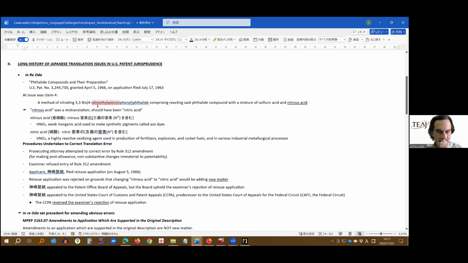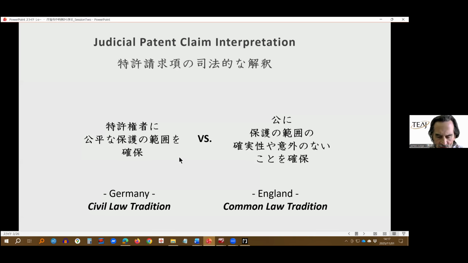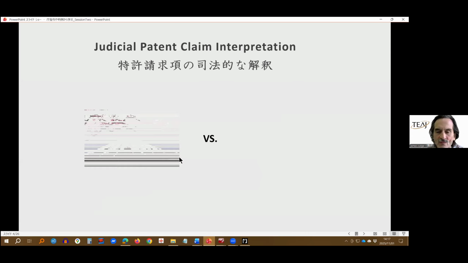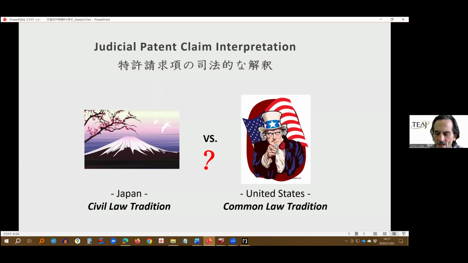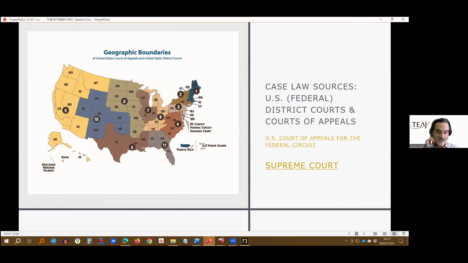Okay, so let's move on to the second topic today. The first topic was the difference in the two jurisdictions.